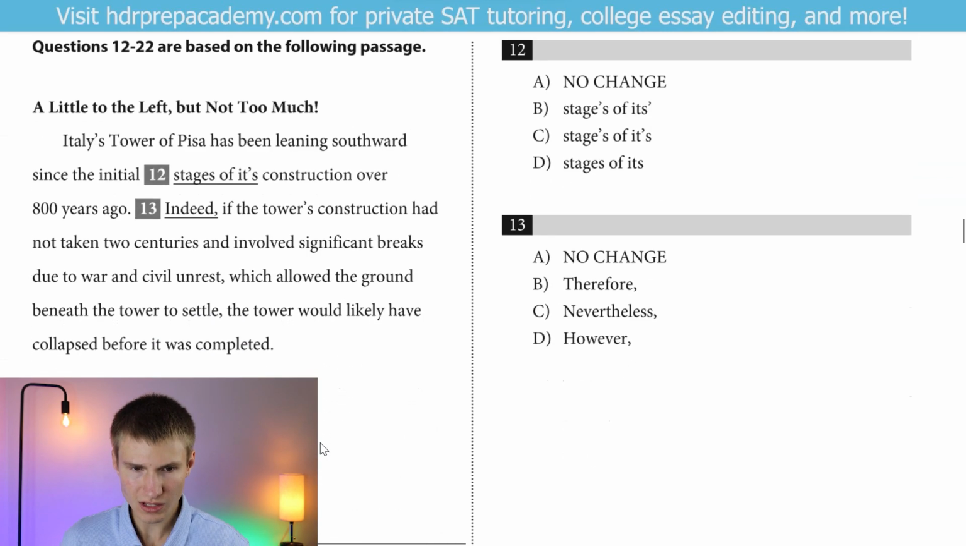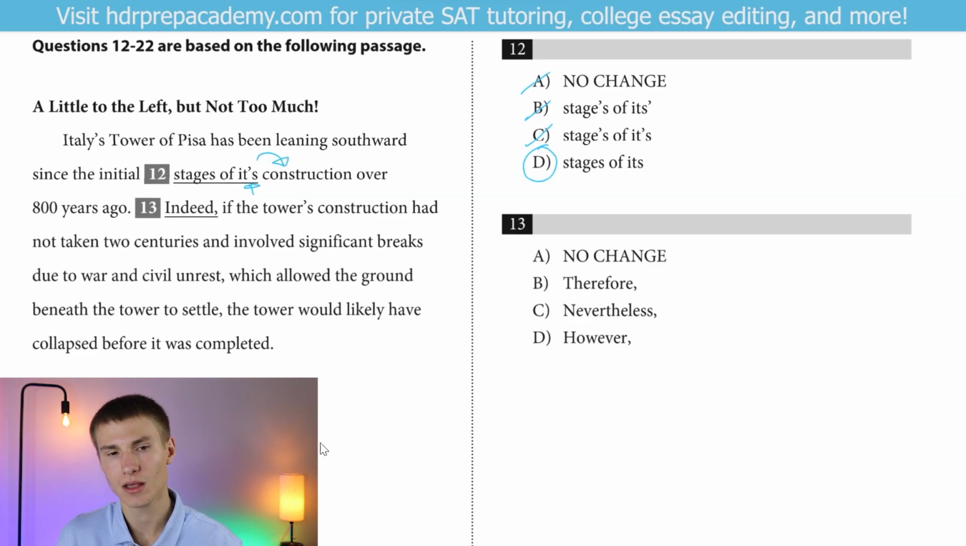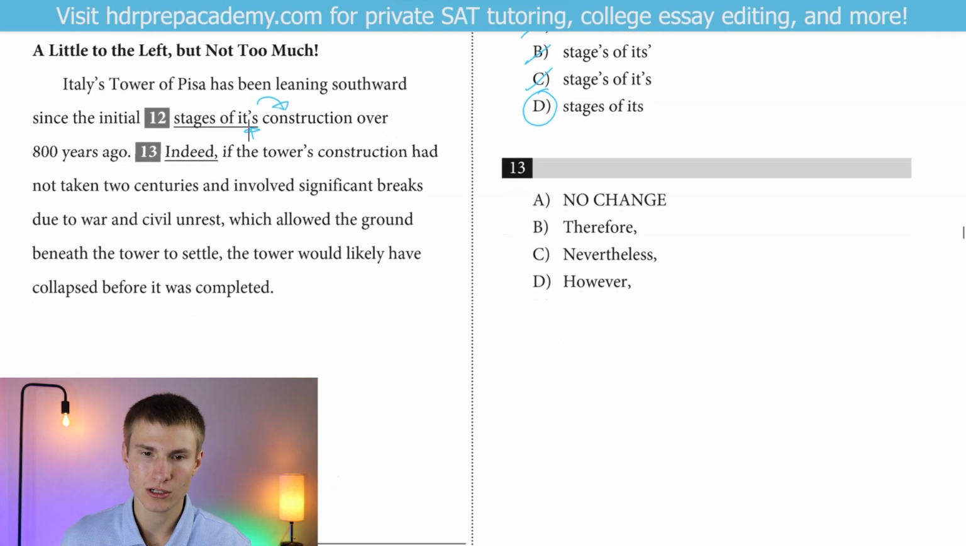Moving on. Next passage, a little to the left, but not too much. Italy's Tower of Pisa has been leaning southward since the initial stages of its construction. Well, one thing that jumps out to me immediately, this is the wrong it's, okay? Our it's has to be the its that's without the apostrophe, so we know our answer there has to be D. We know this because it has to show possession of the construction, okay? So we have to show possession, singular, and possessive, thus we have to have its, no apostrophes.